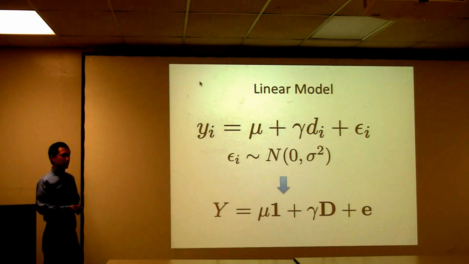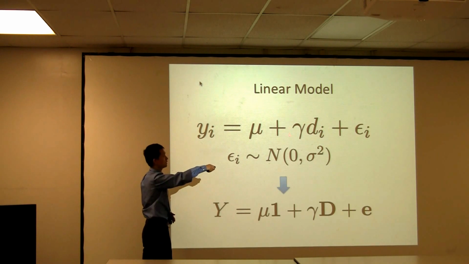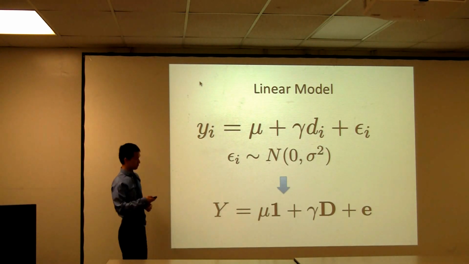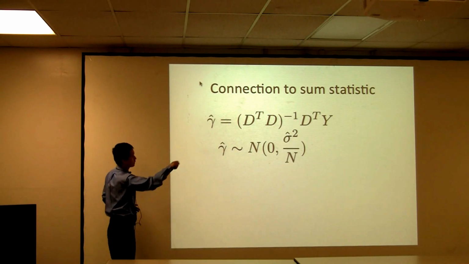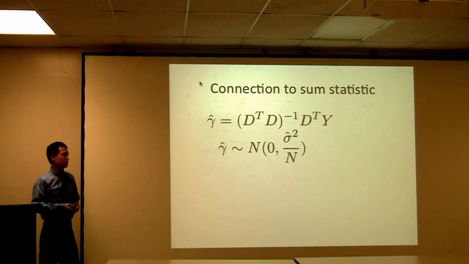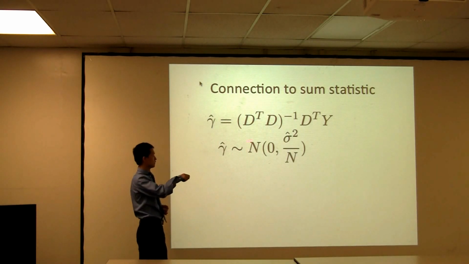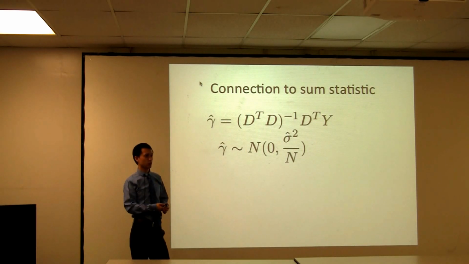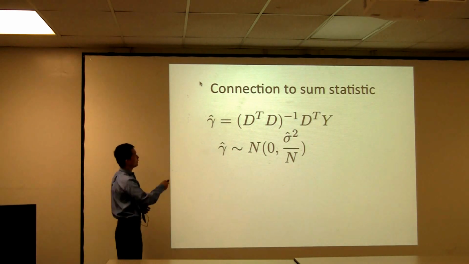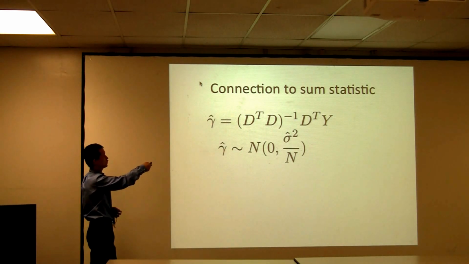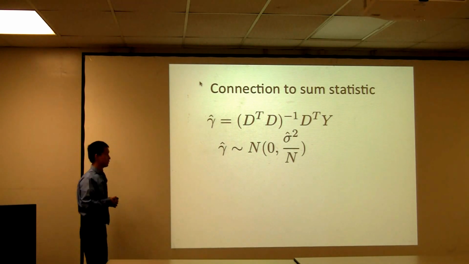Using ordinary least squares, we can estimate the coefficient of d_i, which is gamma. So we estimate gamma to be this formula. And under the null hypothesis, in which case the current locus is not associated with the phenotype, gamma will follow a normal distribution. So we are able to compute the p-value of gamma, which is the significance level, and the null distribution easily.